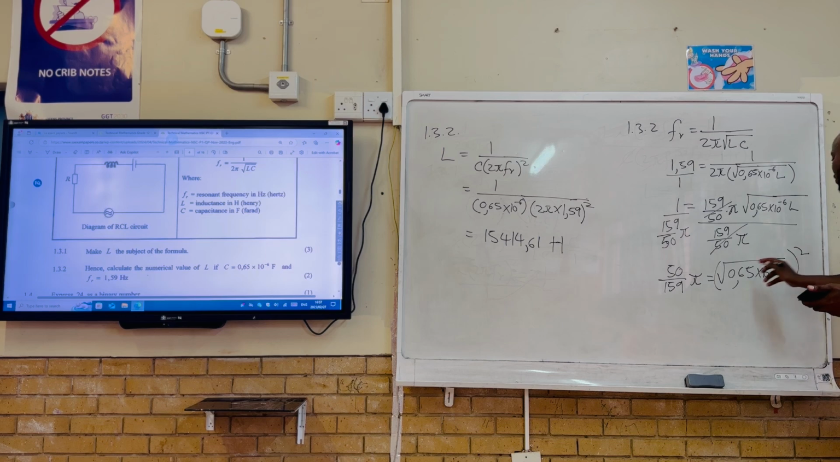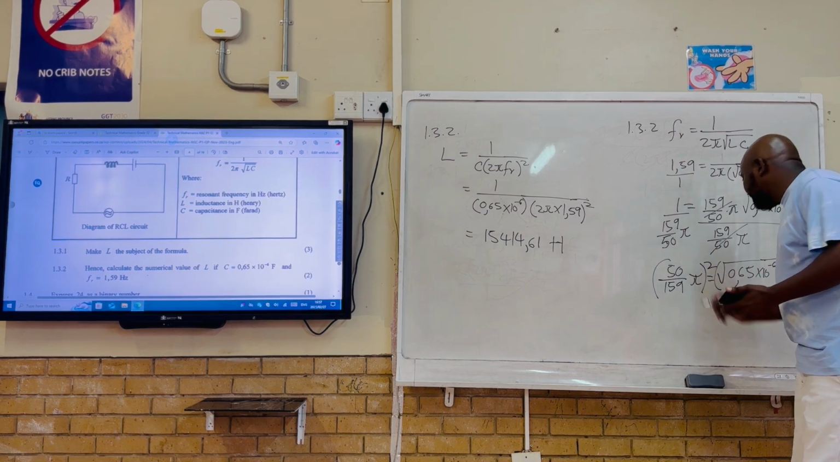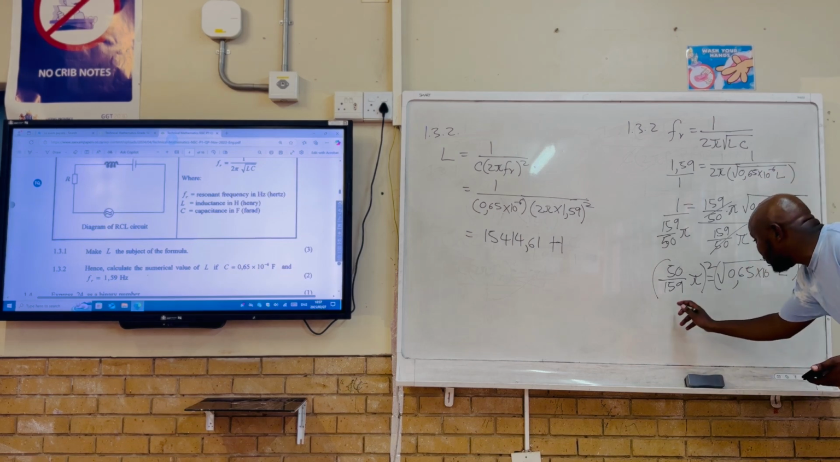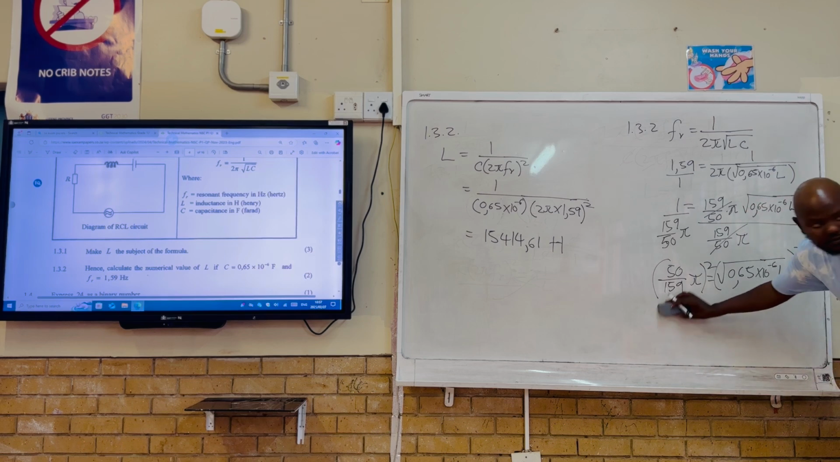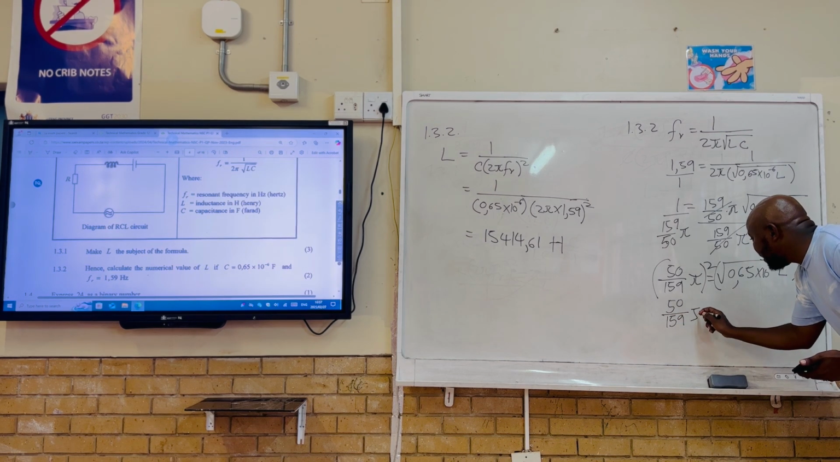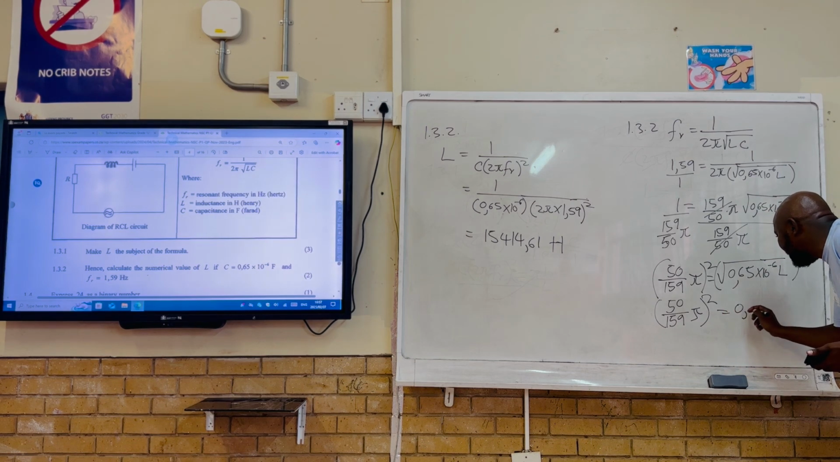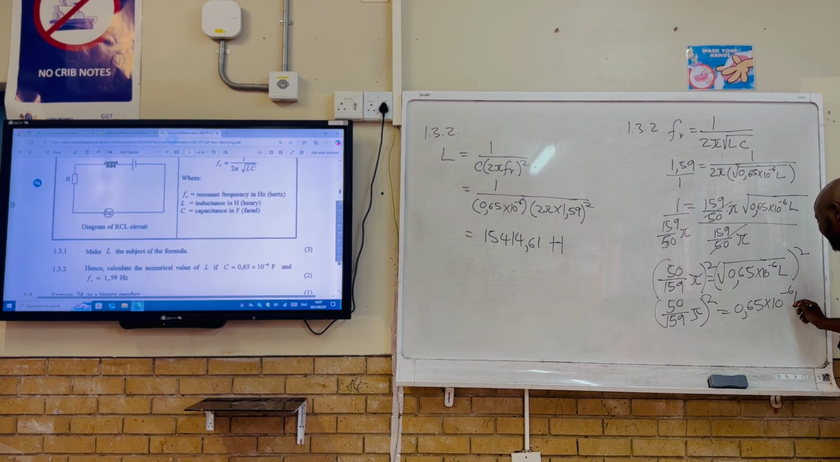Now we square both sides. We are going to have this squared, then this squared. This side we are going to have 50 divided by 159 pi all squared is equal to 0,65 multiplied by 10 to the power -6 inductance.